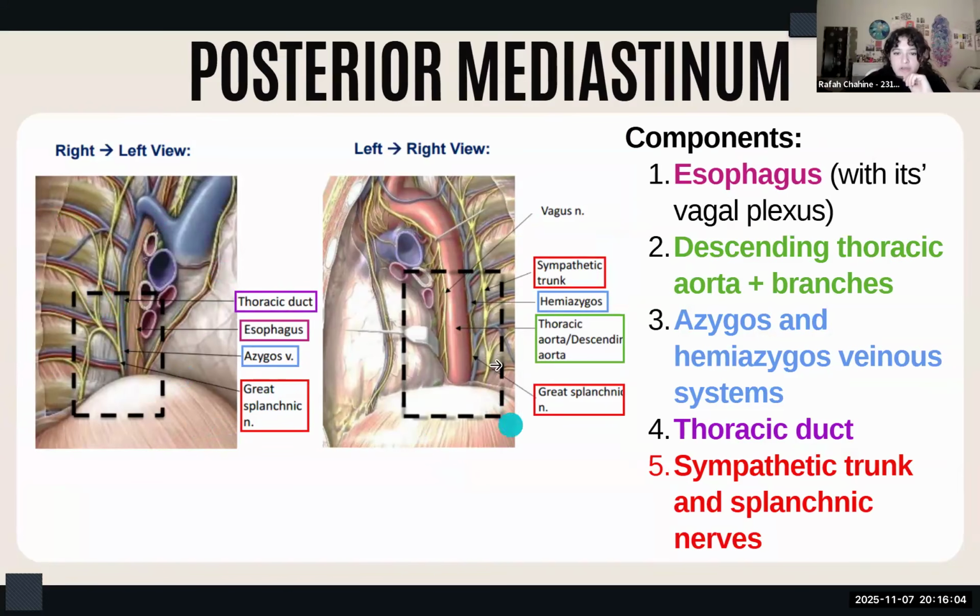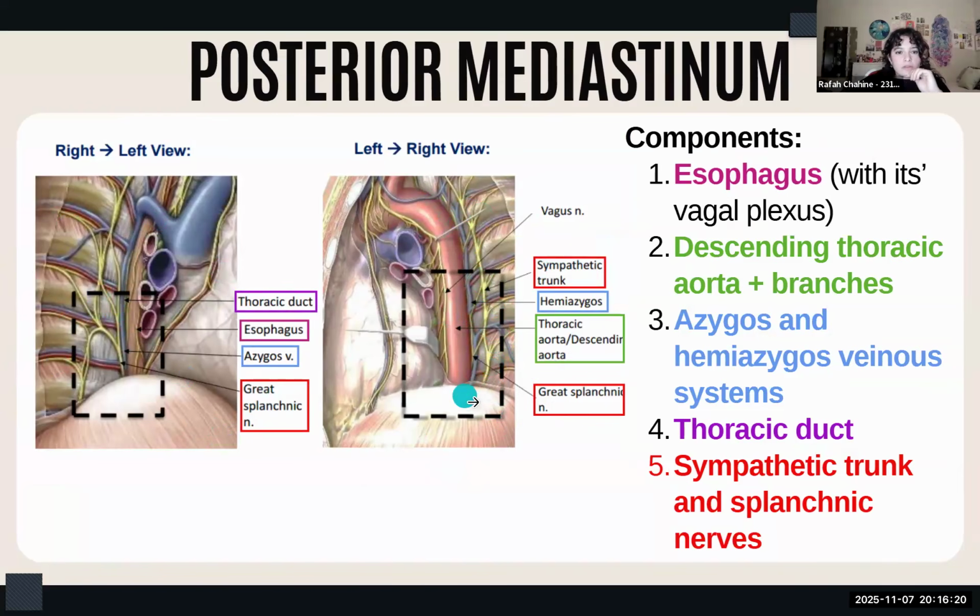Okay. And lastly, we can see the sympathetic trunk, which I told you the what's it called? The ventral rami that give the intercostal nerves, they join the sympathetic trunk as well. And the splanchnic nerves. Great splanchnic nerve right here.